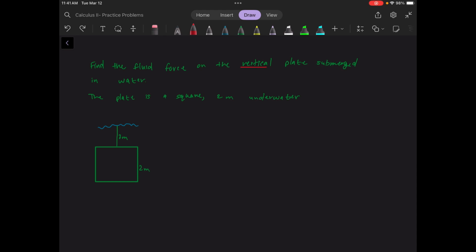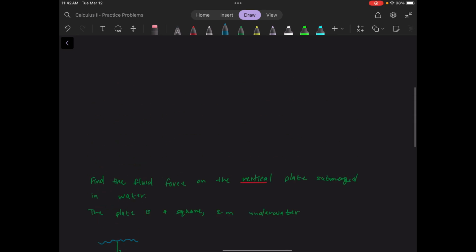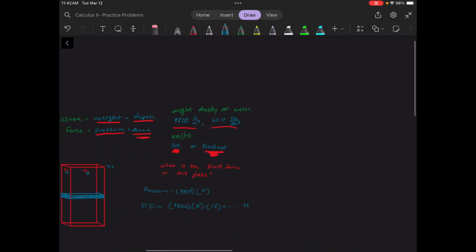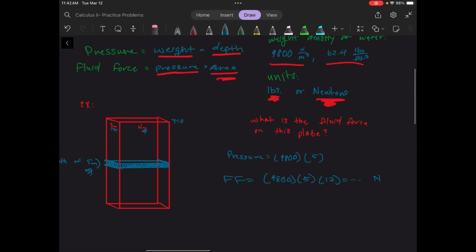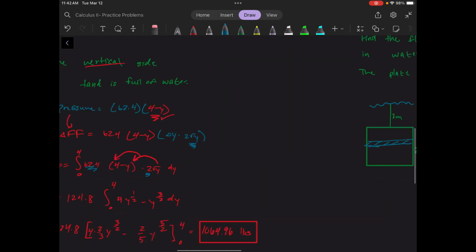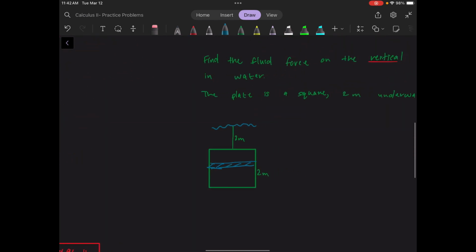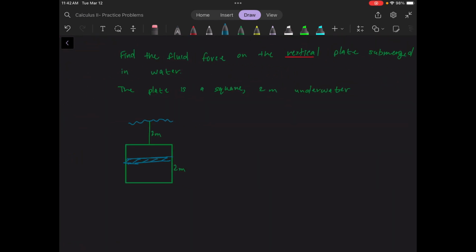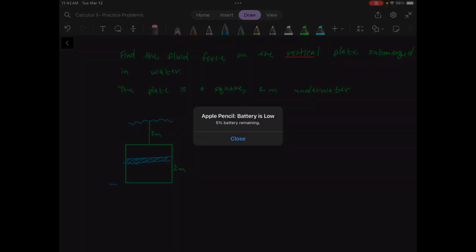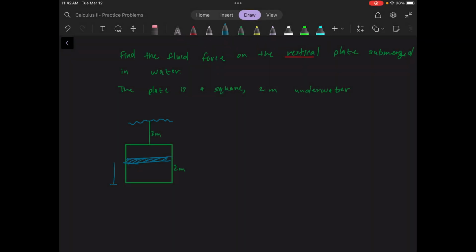The plate is a square, it's 2 meters underwater, and it has side lengths of 2. So once again, we're going to find the fluid force on just this thin slice, right? Remember the example we looked at. Since that was a horizontal slice, finding the fluid force required no integration. But when we're looking at a vertical plate, we're going to find the fluid force on one of these slices and then integrate from the bottom of the tank to the top of the tank, right?